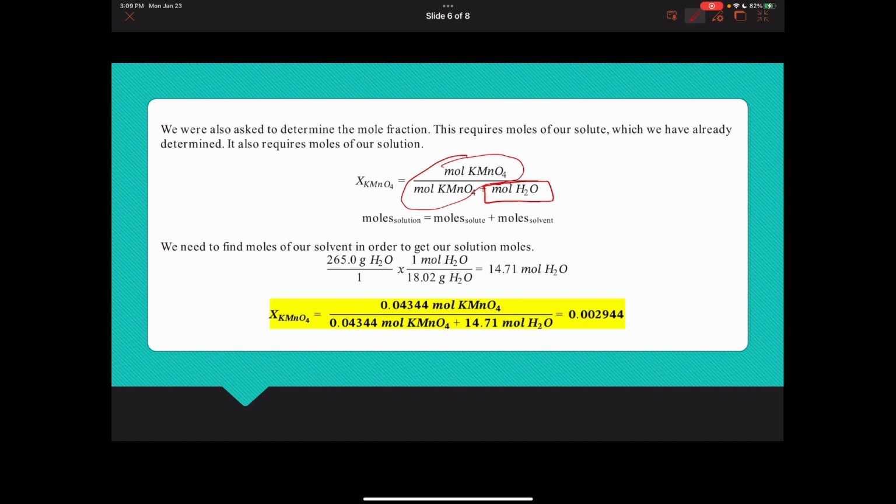So to get our water moles, we're taking the mass of the water that we're given, we're multiplying by our conversion factor that's coming from our molar mass. We're wanting to cancel grams, so we're putting the gram part of the molar mass on the bottom, the mole part on the top, and we'd have 14.71 moles of water. So now we plug all of that into our mole fraction equation. So we had the 0.04344 moles that we determined in part A. On the bottom, we're taking that amount and we're adding it to the moles of water. So we're going to get a mole fraction of 0.002944.